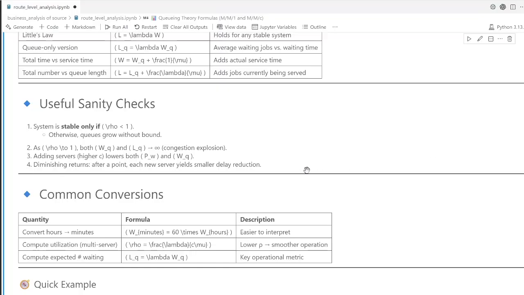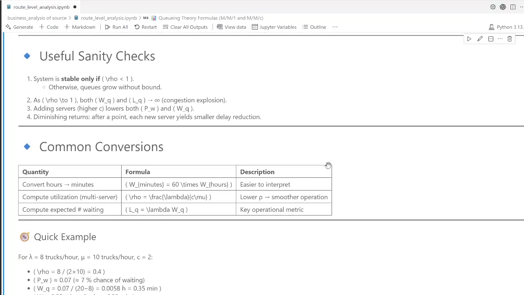So hence the business should try from their end to keep rho less than 1.